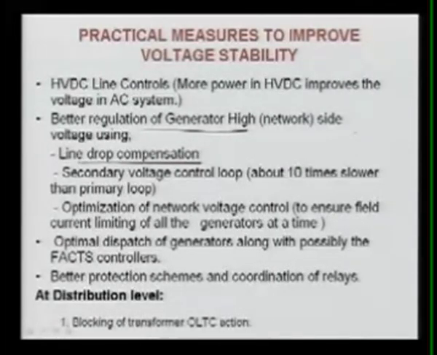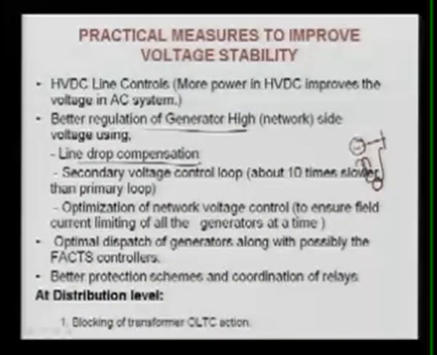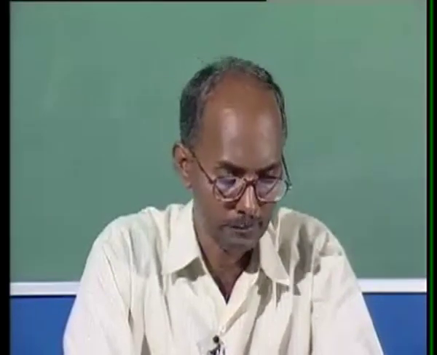Normally what happens, if your generator is here, we feed the excitation, and the field that we get is from your terminal voltage here, so we can control the terminal voltage. The exciter is used to control the terminal voltage of this generator. But at the same time we can use another auxiliary signal, which comes from anywhere in the system, and that is called line drop compensation. Secondary voltage control is about 10 times slower than the primary, because this is your primary control. We can also use the secondary voltage control to improve the voltage of the system, and therefore we can improve the voltage stability of the system.